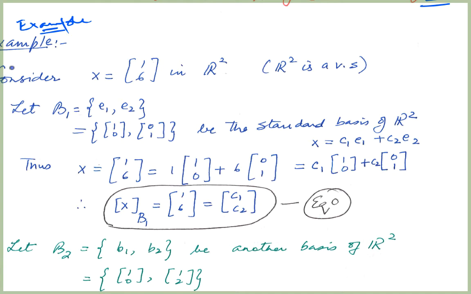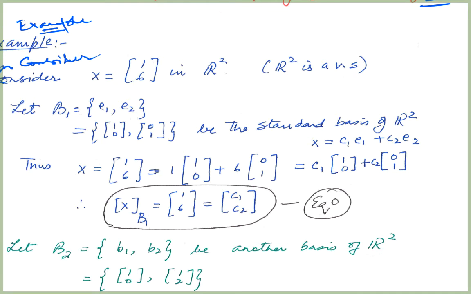Consider an x in R2. R2 is a vector space, we all know that. Now every element in R2 can be written as a linear combination of the standard basis.